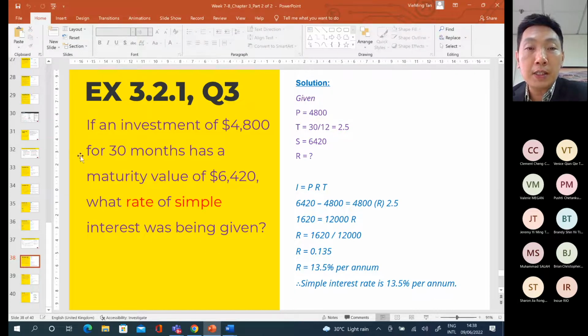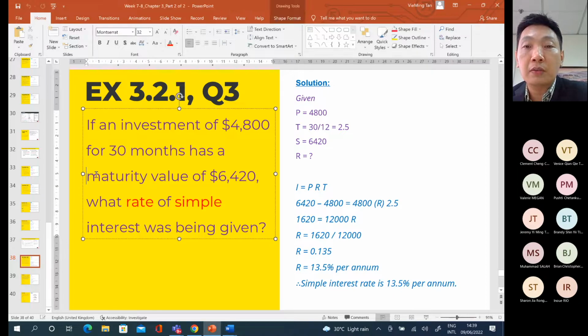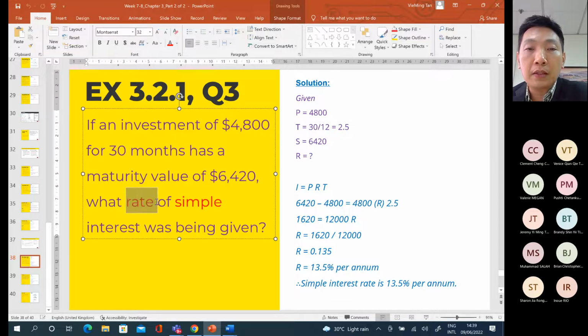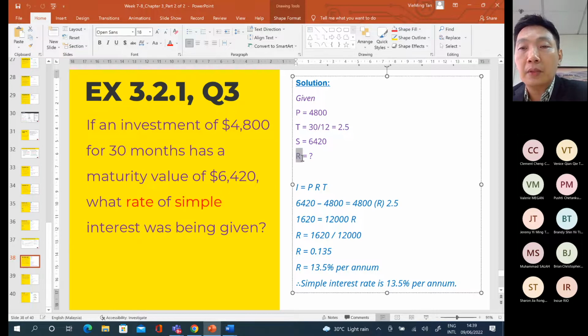Okay, any more information? Yes, maturity value. Maturity value means the future value or the cumulative amount is 6420. So this is the S value. Okay, so I put here S value. Okay, next sentence. What rate of simple interest was being given? That means you are asked to calculate the simple interest rate. Okay, rate. That means the answer should be in percentage. Rate. And this is the simple interest rate. These are keywords. Simple interest rate. So that means you are asked to calculate the R value. Simple interest rate. R value.